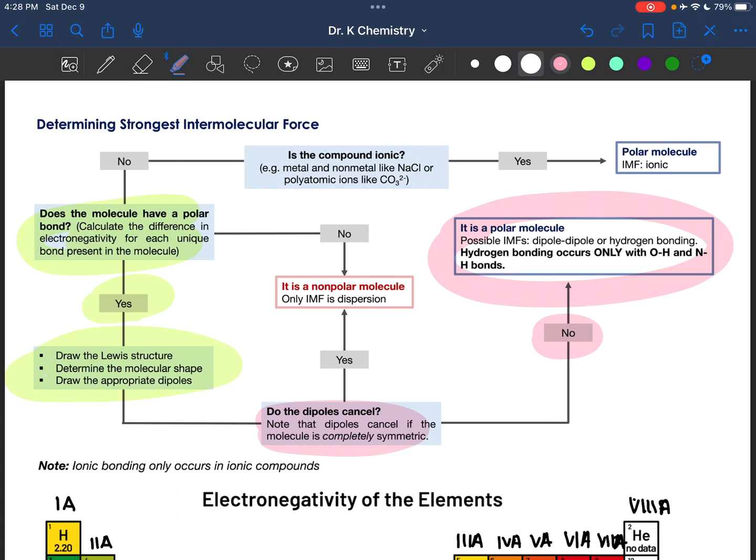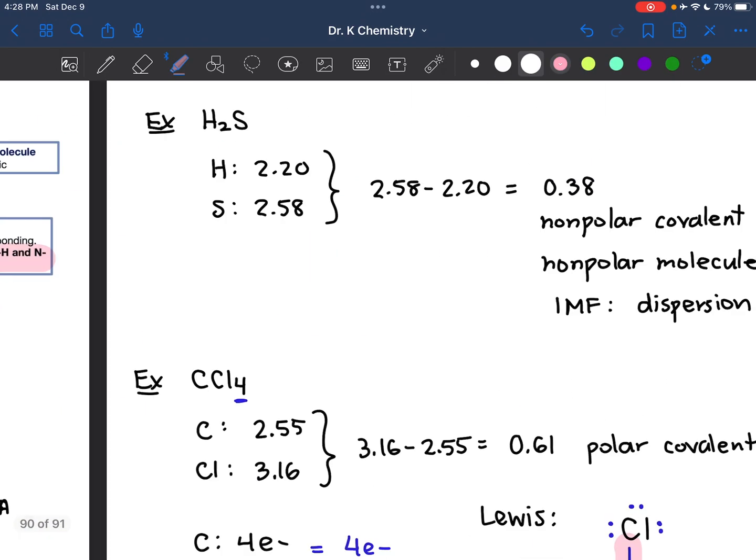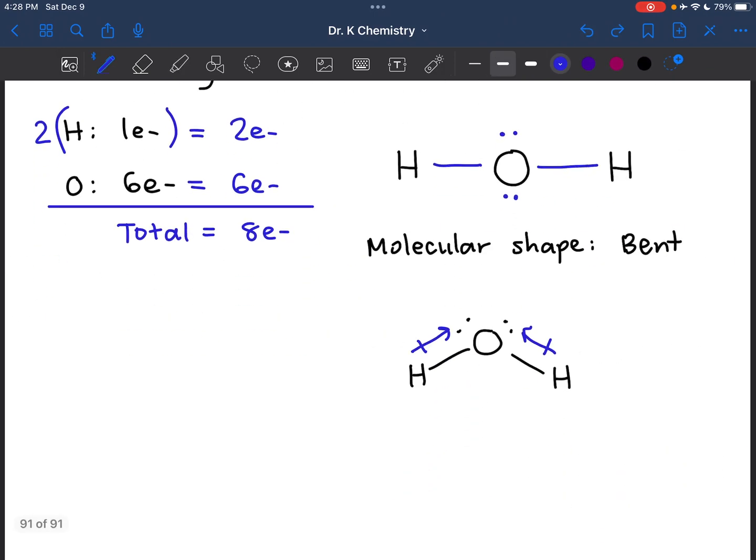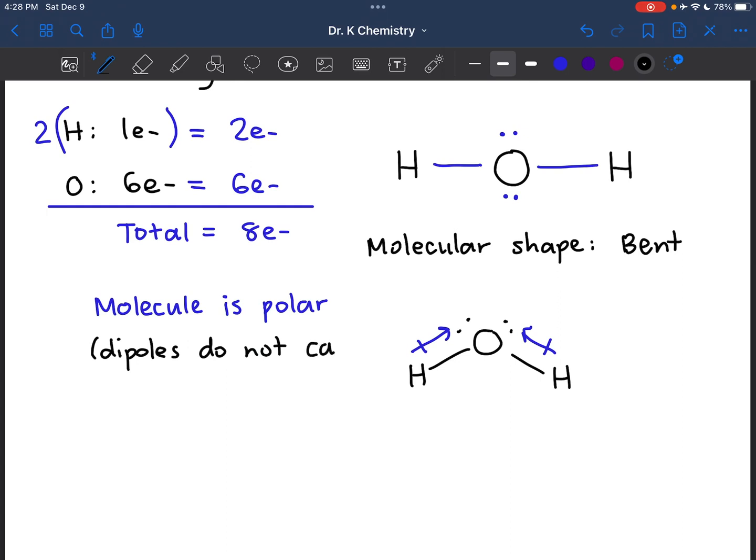And now we have 2 options. This could be dipole-dipole or hydrogen bonding. Notice that hydrogen bonding only occurs when we have OH bonds or NH bonds. And here we definitely have OH bonds. So the molecule is polar, because the dipoles do not cancel. And the intermolecular force is hydrogen bonding.